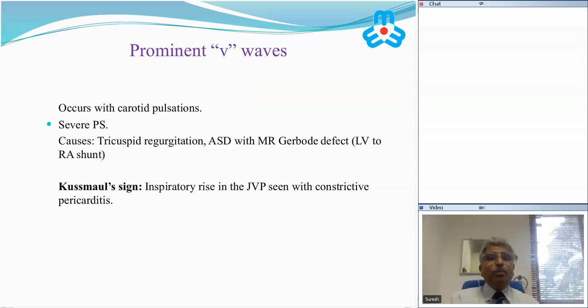Now prominent V waves, they occur with carotid pulsations because something is pumping into the atrium. And what is it? It is tricuspid regurgitation. If there is an ASD with microregurgitation, it amounts to having a tricuspid regurgitation. Or it could be a Gerbode defect, like a left ventricle to right atrial shunt, again similar to tricuspid regurgitation. So then you get a prominent V wave. Then you have abnormalities like Kussmaul's sign, which is an inspiratory rise in the JVP, which is seen with constrictive pericarditis.